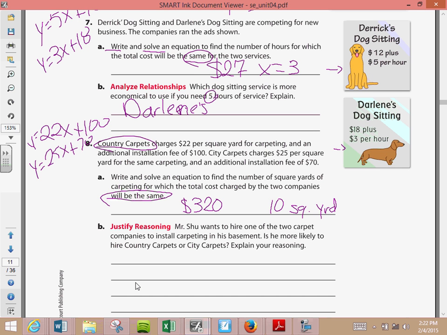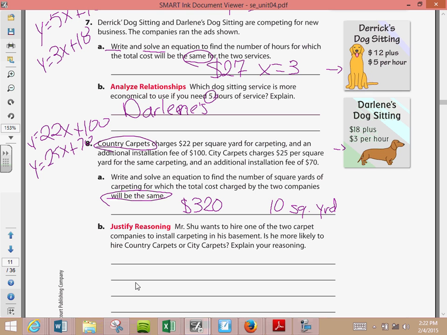At 10 square yards, they pay the same. How do you know which one will be cheaper if you have more space, more square yards? How would you do it? What do you plug in? What number? No, we already know what 10 is, and they're equal there.